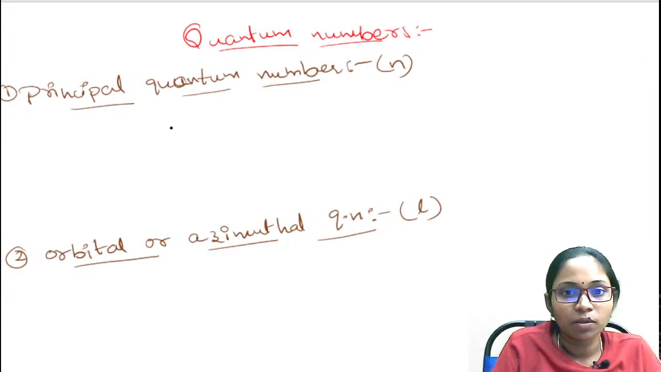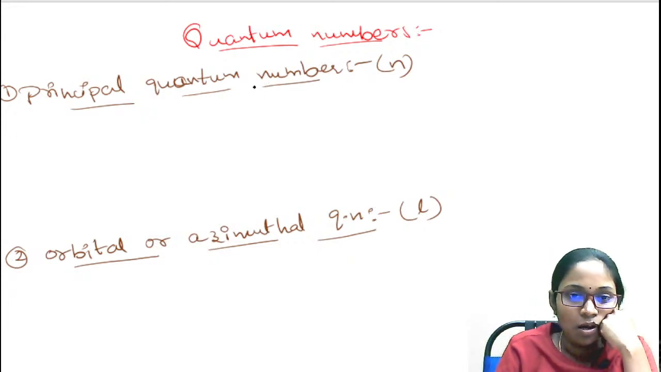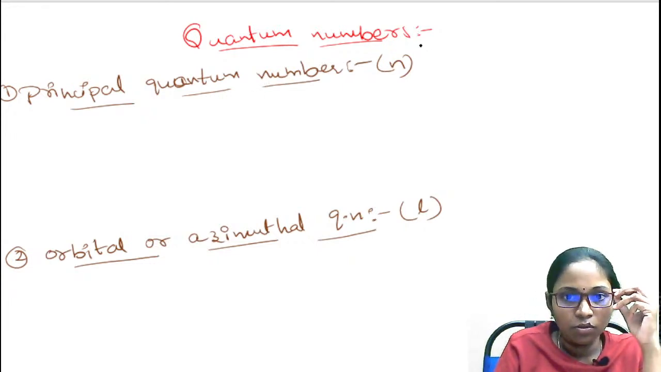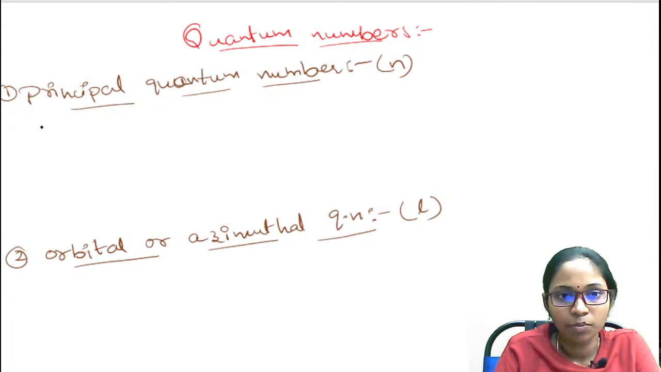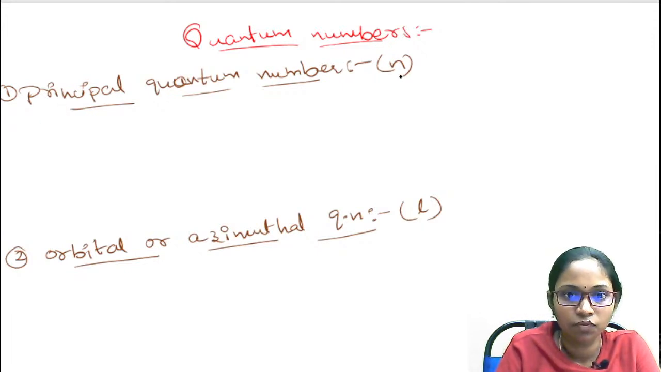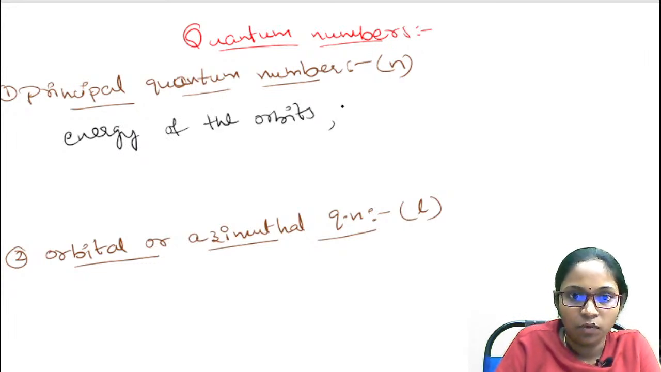Coming to quantum numbers. Quantum numbers are used for the configuration of the electrons in their orbits. We have 4 types of quantum numbers. One is the principal quantum number, which is denoted with n. This gives us the energy of the orbits in which an electron is present.